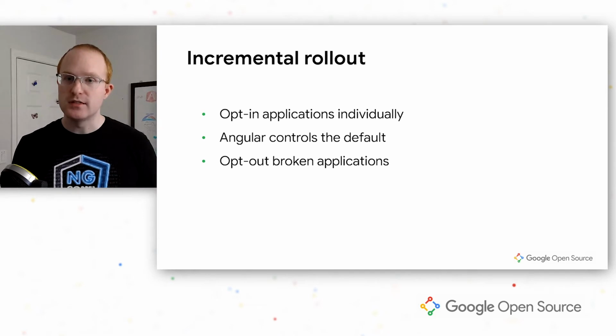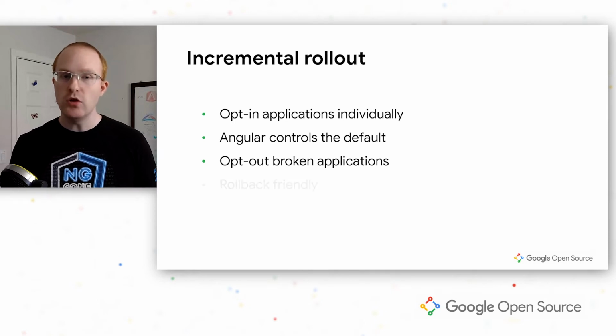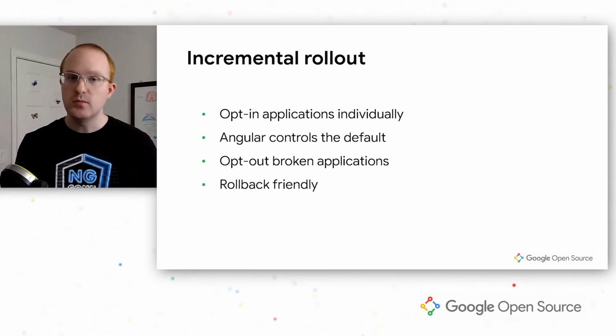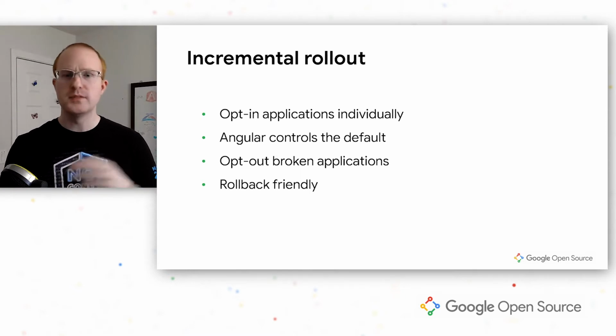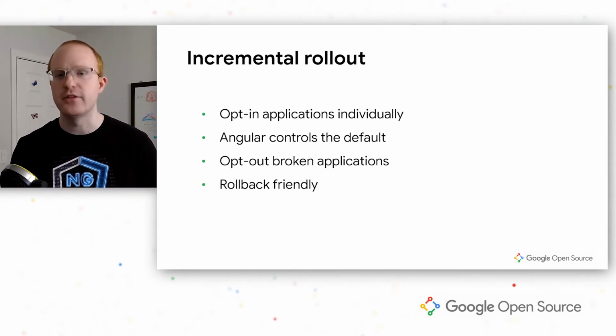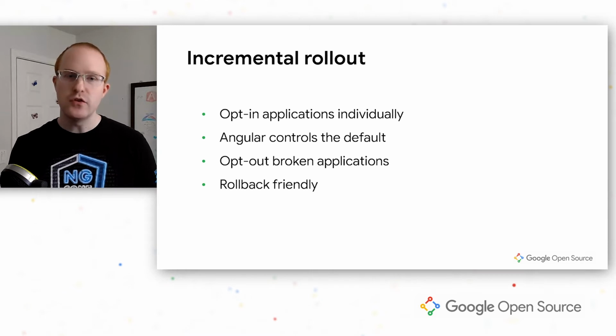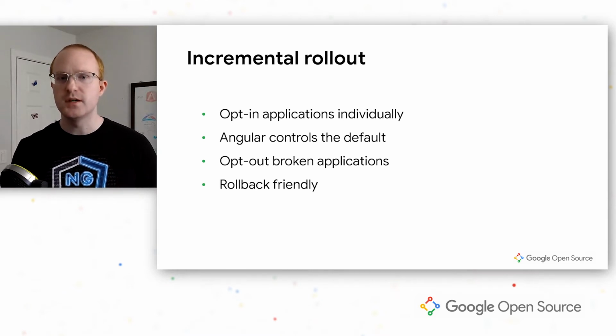By doing so, we're able to safely enable Ivy by default for the vast majority of applications without causing any breakages. We'll also need a rollback strategy. If someone encounters a production outage when we flip this default value, they should be able to roll themselves back without affecting any other Angular application.